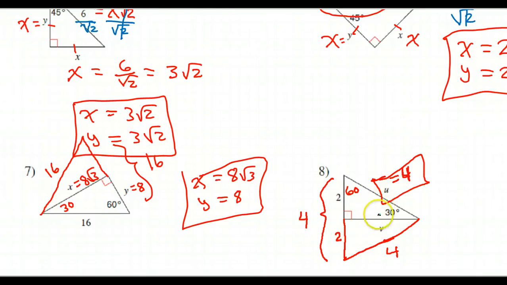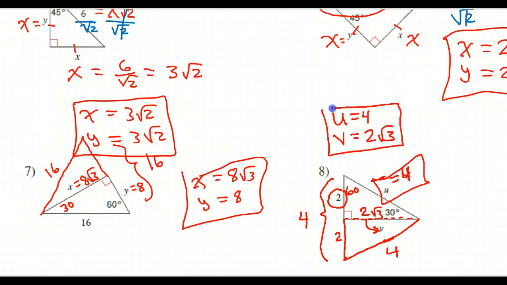But anyway, the altitude, so it's kind of turned sideways, is always this short leg times radical 3. So this would be 2 radical 3. That's going to give me my v. So u is equal to 4, and v is equal to 2 radical 3. Those are the answers to the question.